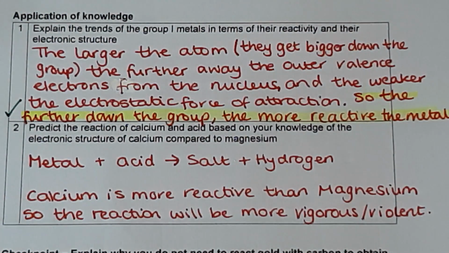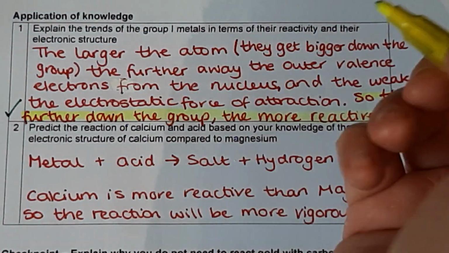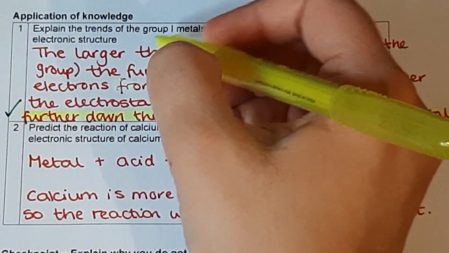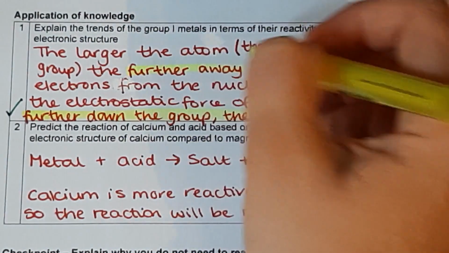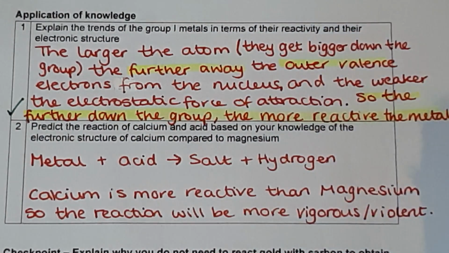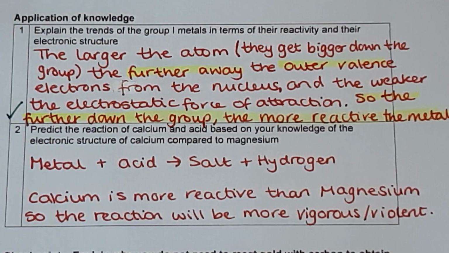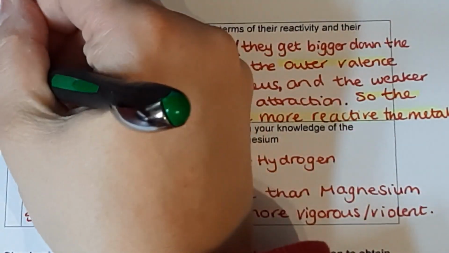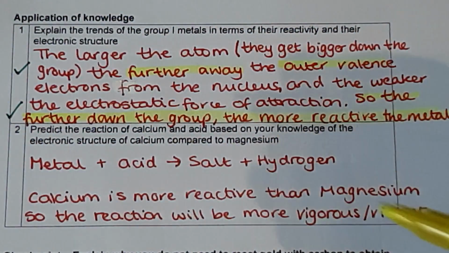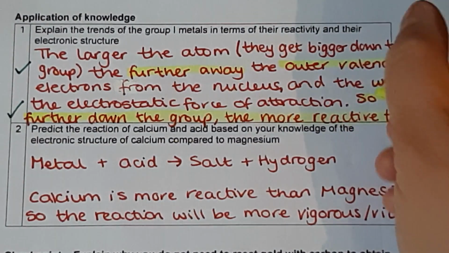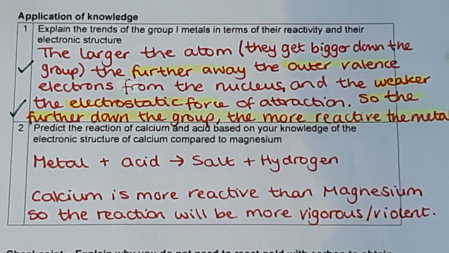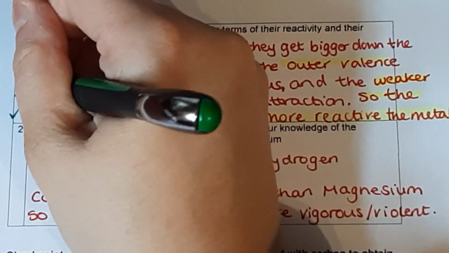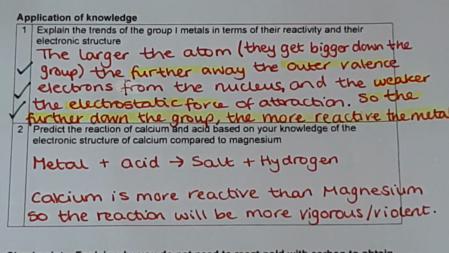So there are some other marks to get here as well. Talking about larger atoms having valence electrons further away from the nucleus, that gets you a mark. And a third mark is for talking about there being weaker electrostatic force. So you have to talk about the electrostatic force being weaker, related to them being further away. So there are 3 marks there for that question.